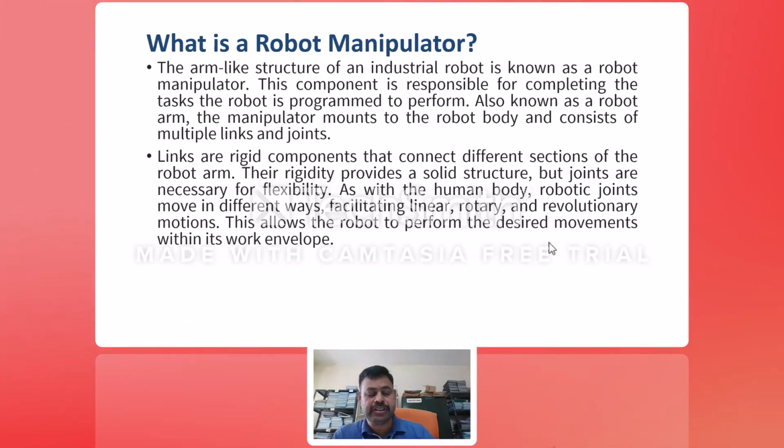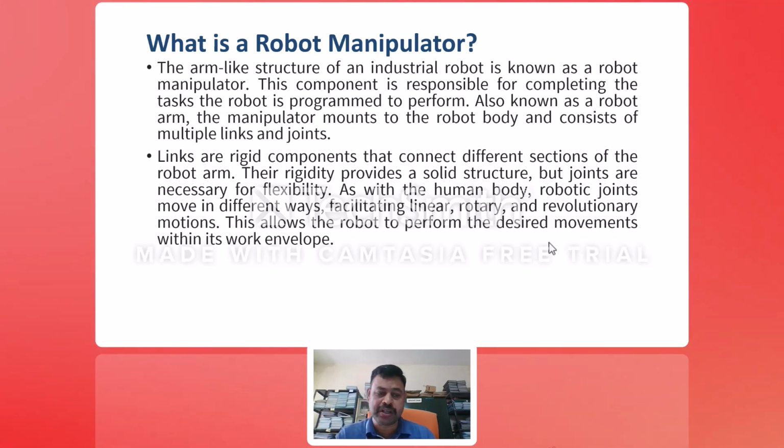This unit is connected with the robot manipulator. So first of all, I need to explain what a manipulator is. So it is a prerequisite. Manipulator is a structure like an arm in an industrial robot, and this component completely takes care of the task given to the robot. It is also known as a robot arm.